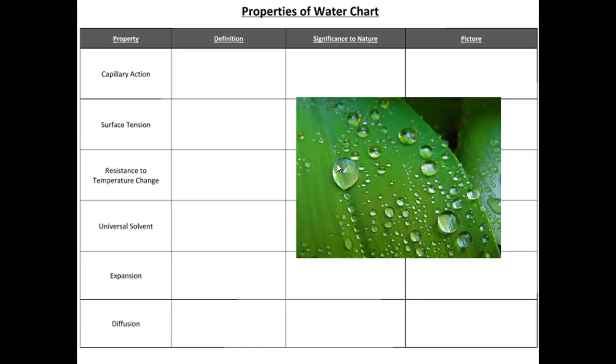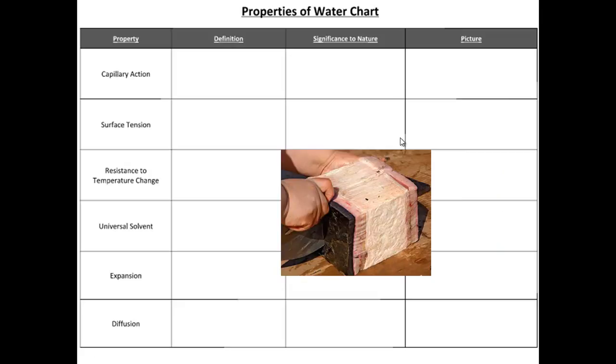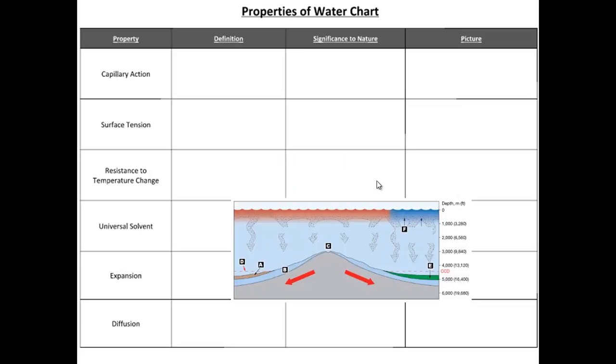Surface tension, where water can form a drop. It can also cohere to anything else, but it holds the drop of water together, which is surface tension. Resistance to temperature change. Basically, this is whale blubber, but it's actually made of lipids with lots of water inside of it. It keeps the whale nice and toasty, unless somebody strips the blubber away from the whale. Universal solvent. This is an oceanic process.